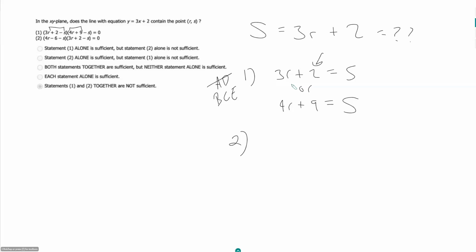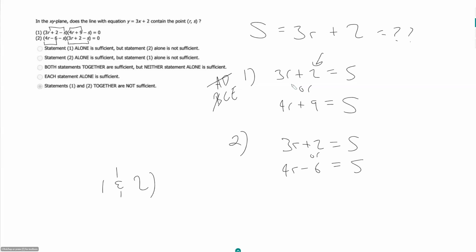One of them is the thing we're looking for, and then one of them is some other thing. Statement 2 looks like a similar thing from the second part of our factored expression. We get 3R plus 2 could be equal to S, or 4R minus 6 is equal to S. So this is the same position as the first statement. This will be insufficient. What about them together?